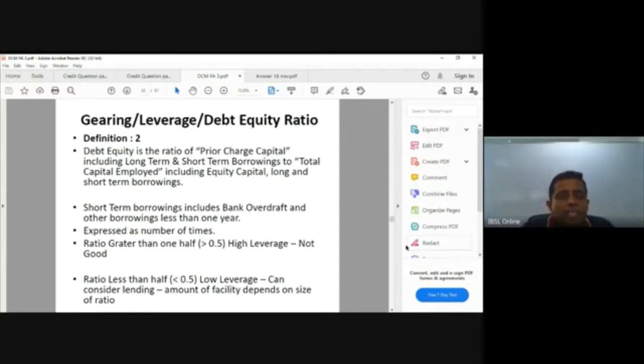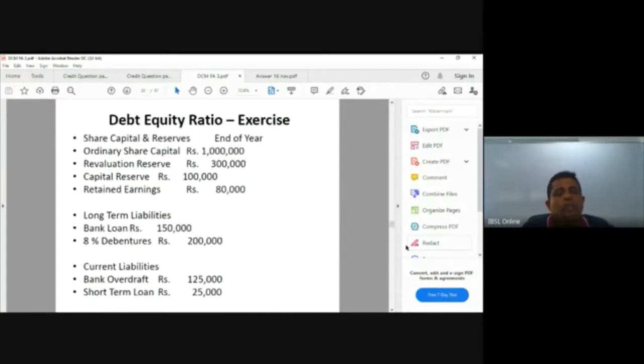Now, we will take an example, right? Now, try to calculate the gearing ratio 1 and gearing ratio 2 for this example. I will give some time.